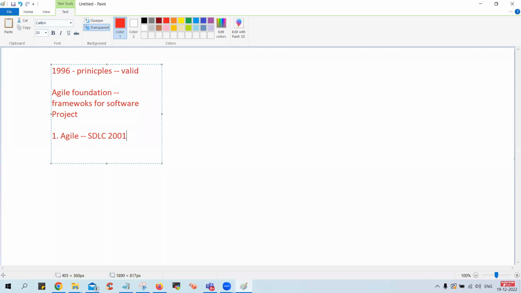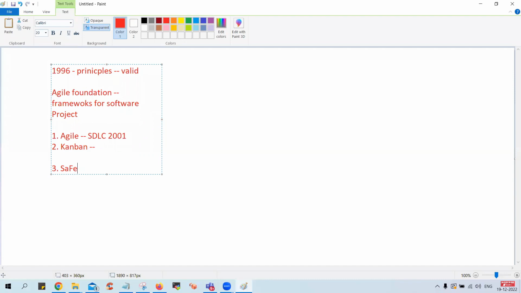And they released one more framework. Did you hear about this? Kanban. This is also another framework. And they recently released one more framework, called SAFe, which should be written in capitals. This is a new framework they released now. So the earliest framework they released into the market was Agile, and the next one was Kanban.